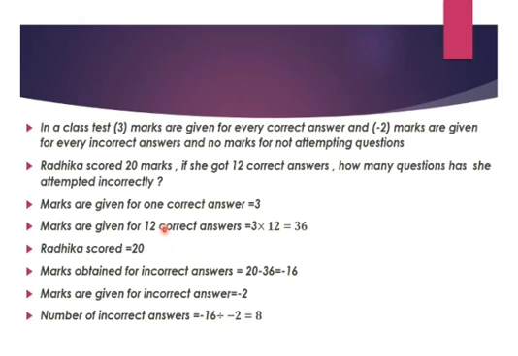Once more, for one correct answer the marks given is 3, and for 12 correct answers, 3 into 12 is 36. But the actual score is 20. Then the marks obtained in incorrect answers is 20 minus 36, we get minus 16. For one incorrect answer, minus 2 is given. Then the number of incorrect answers is minus 16 divided by minus 2, both negative, we get 16 by 2 is 8. She attempted 8 incorrect answers.